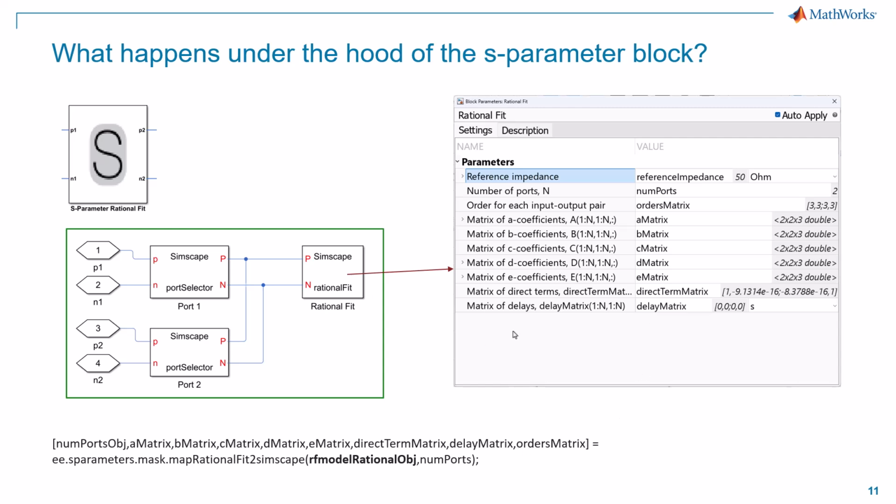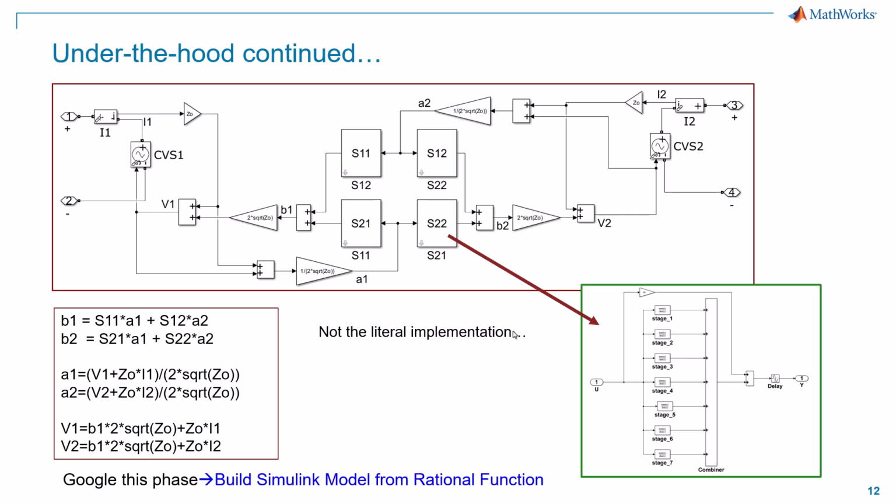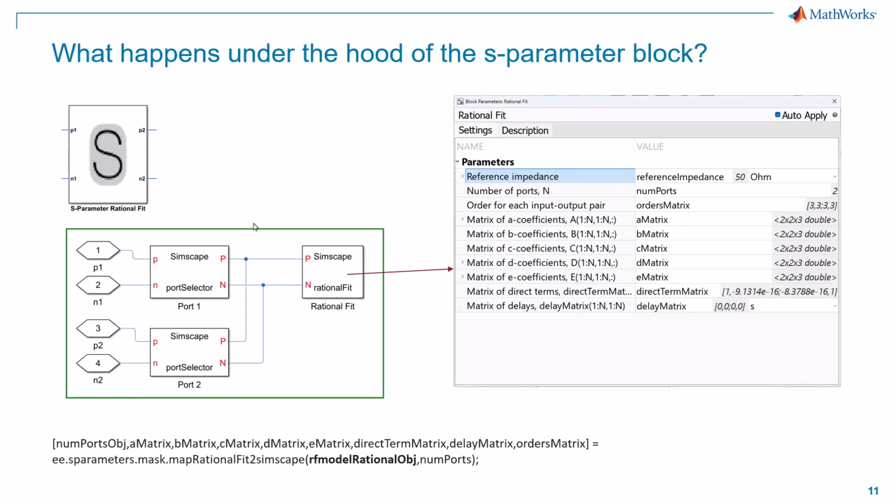As far as the way this actually gets implemented, this is not the literal implementation shown on this slide, but it's effectively what it's doing. At least for an S2P, you would have 4 transfer functions. You would have your input to port 1, reflection back out of port 1, and your through, input to port 1, output on port 2, S21, and so on. You'd have 4 combinations of transfer functions. Those are computed based on the rational fit model you provided and described in these matrices.